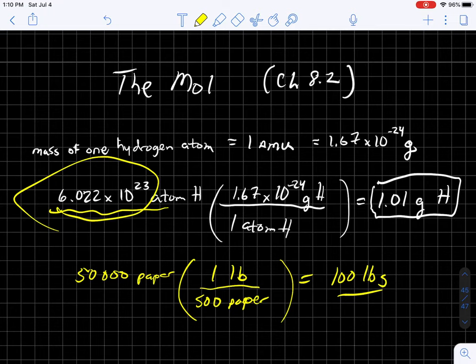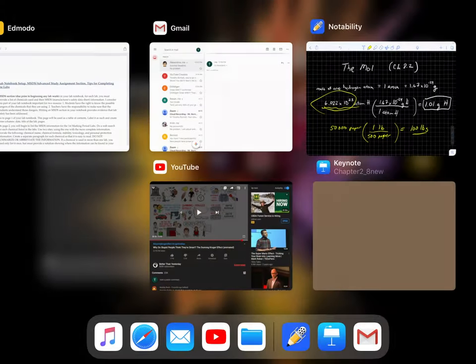So the mole is useful for only three things: atoms, molecules, formula units. We can't count them, but we can weigh them, and based upon their weight, we can know how many particles we have.